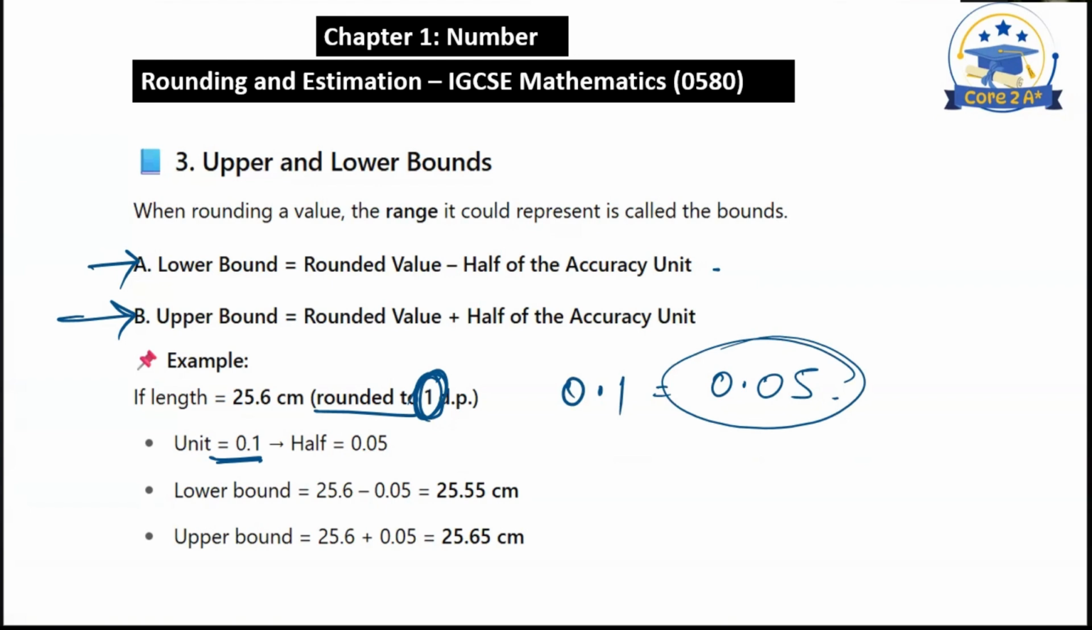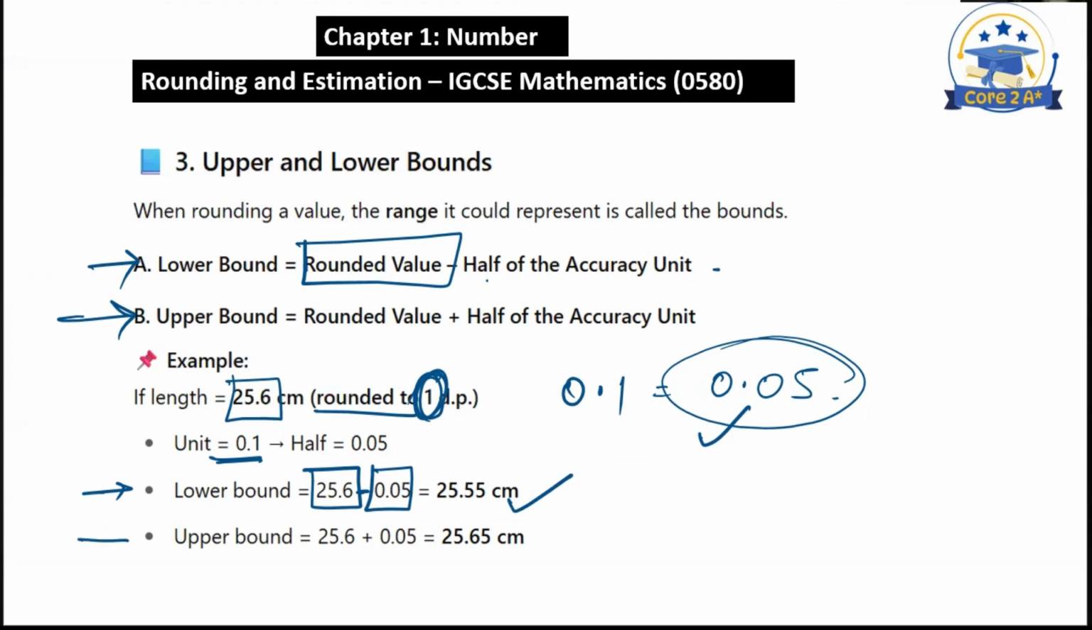For lower bound, what do we have to do? Take the rounded value. What is the rounded value over here? 25.6, and subtract. What do we have to subtract? Half of the accuracy unit. The accuracy unit is 0.05. So just subtract and you can find your lower bound.